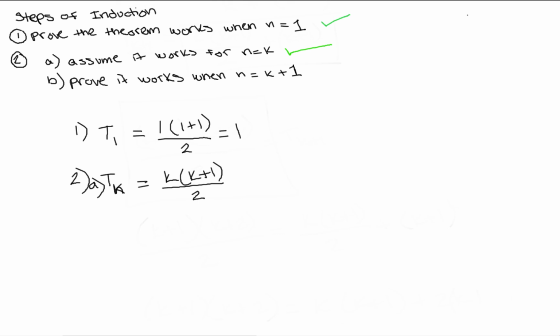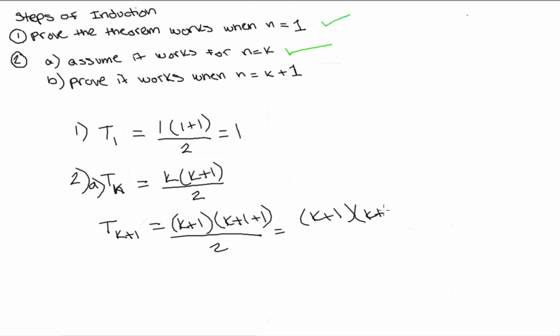When n is equal to k plus 1, we know that tk is equal to k into k plus 1 divided by 2 from our assumption over here. So let's substitute tk with k into k plus 1 divided by 2. So tk plus 1 is equal to k plus 1 into k plus 1 plus 1 divided by 2. And this is equal to k plus 1 into k plus 2 divided by 2.